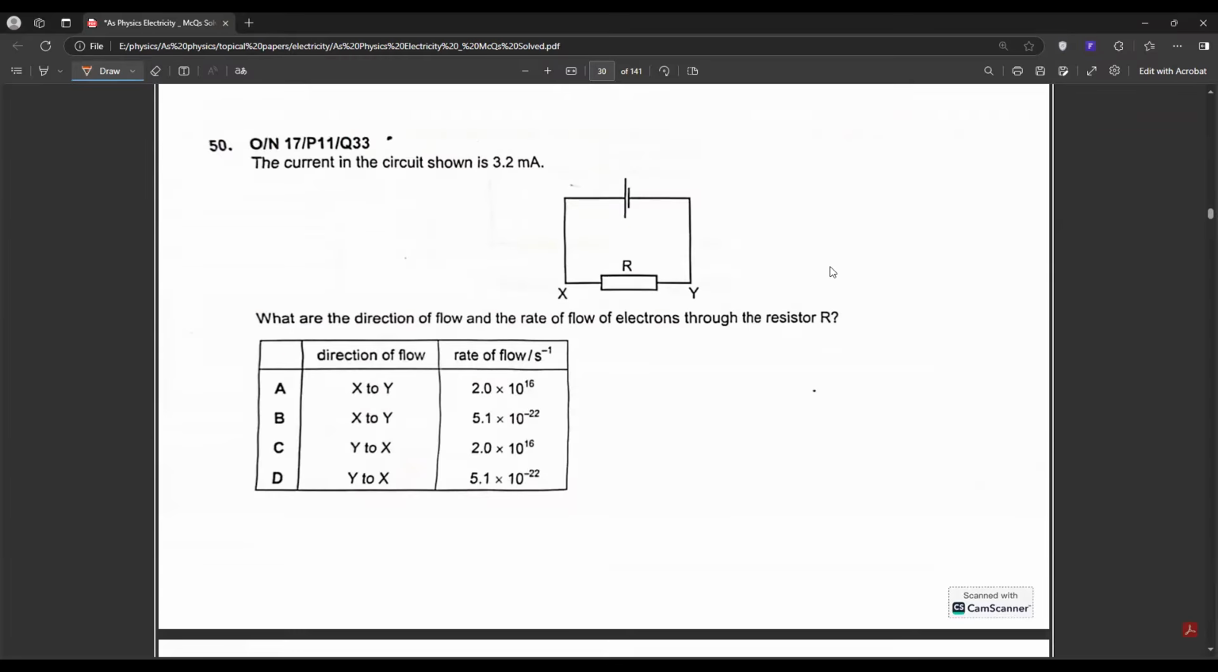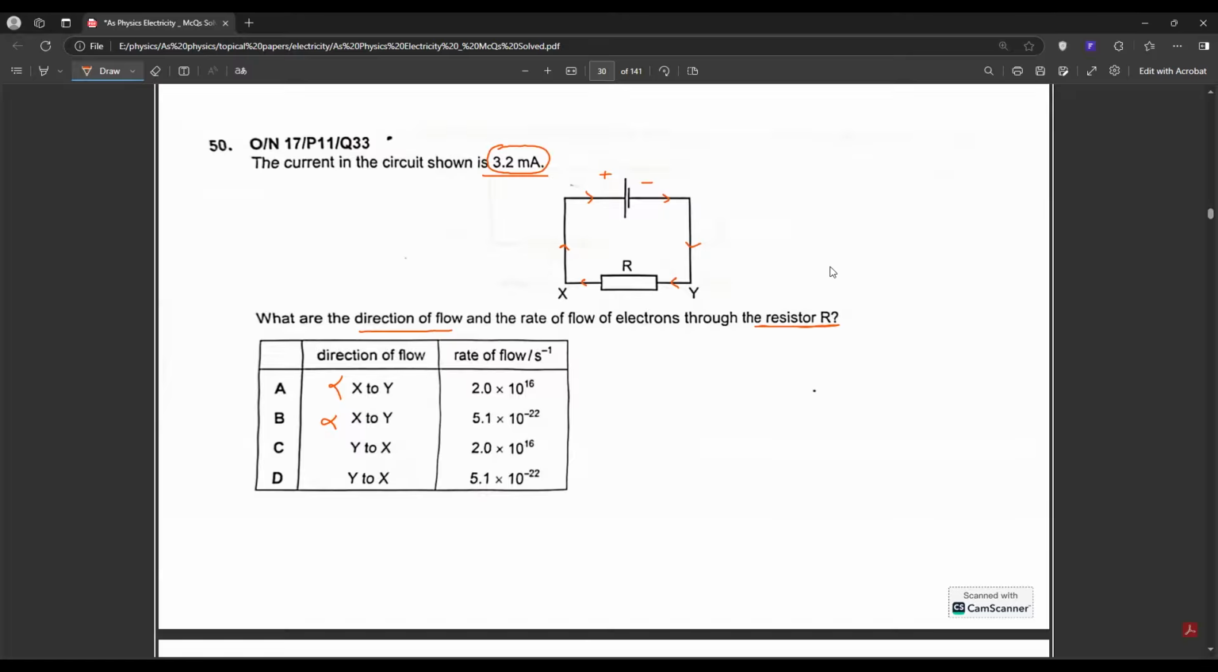The current in the circuit is this. Perfect. What is the direction of flow and rate of flow of electrons through the resistor? Okay. What is the direction of flow of electrons? Always remember, electrons flow from a negative terminal to a positive terminal. So they will flow from Y to X. A and B options will get cancelled out. Perfect. The current is what? 3.2 milliampere.